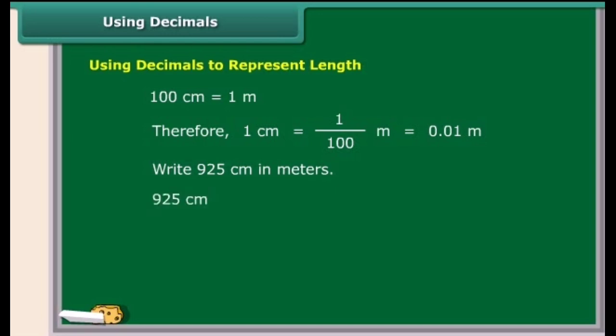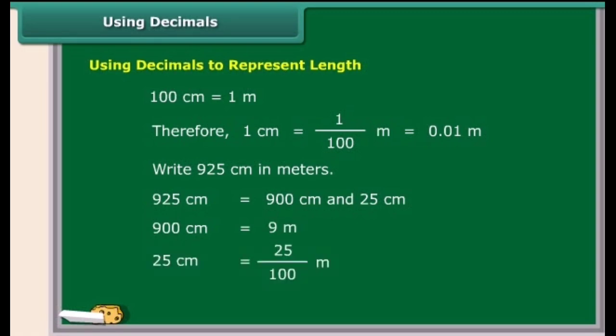925 centimeters may be split as 900 centimeters and 25 centimeters. 900 centimeters are equal to 9 meters. 25 centimeters are equal to 25 upon 100 meters, that is 0.25. So, 925 centimeters are equal to 9.25 meters.